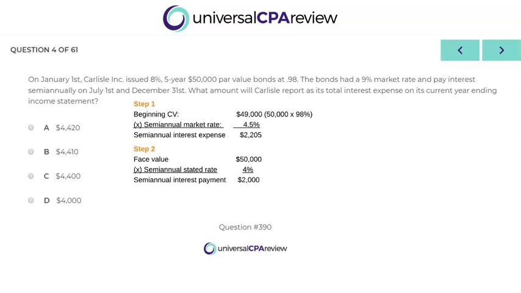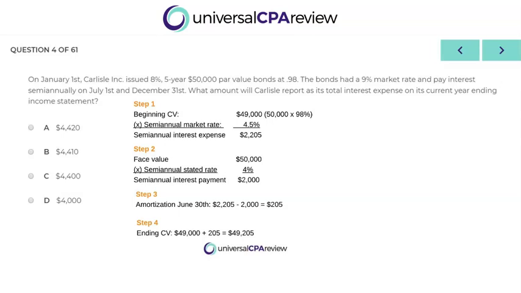We can now calculate our amortization of the discount. Our amortization is going to be the difference between the interest expense and the interest payment. So 2,205 minus 2,000, we have a discount amortization of $205. We also know now that we're going to be adding the discount amortization to the beginning carrying value, so 49,000 plus the 205 is going to be 49,205.